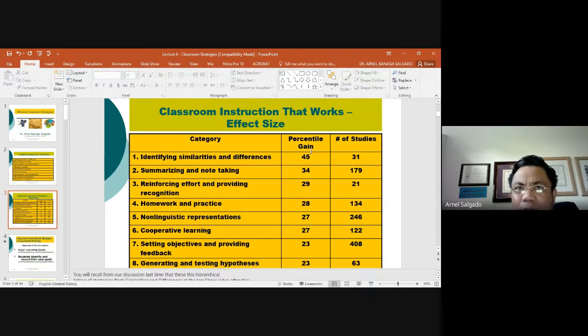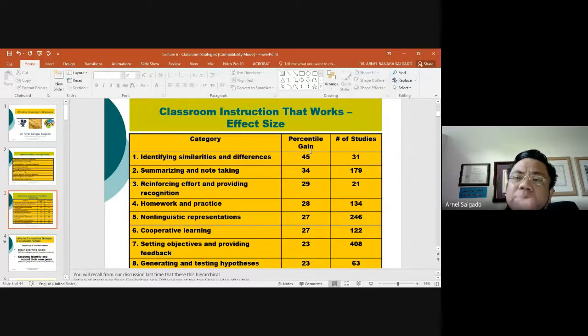Now, as a teacher, you will also be able to utilize different strategies that will work, 3 or more. And if we are going to use identifying similarities and differences, we can come out already with 45% of success inside the classroom. And of course, there are 31 studies.